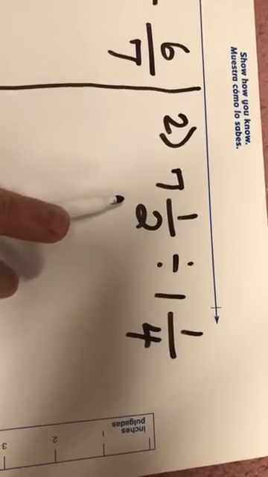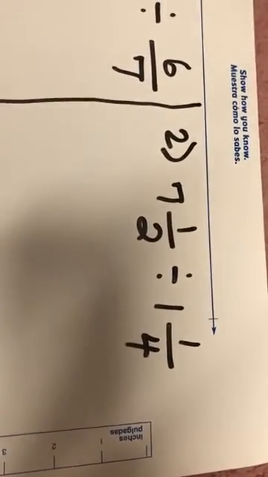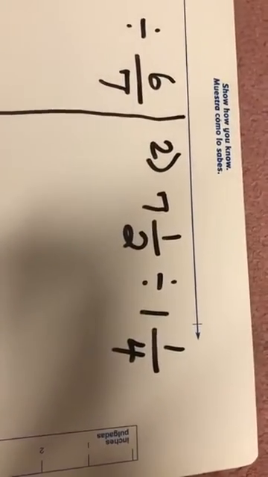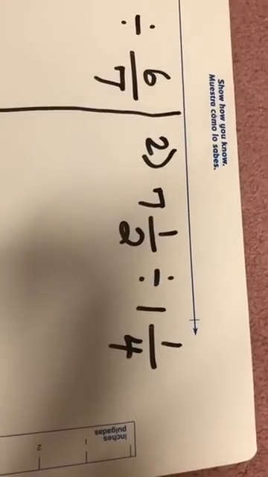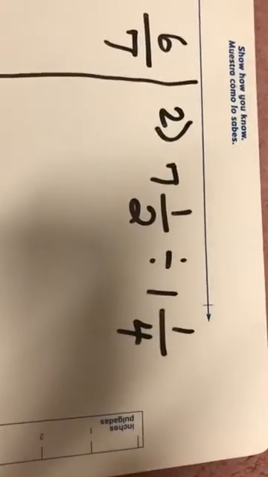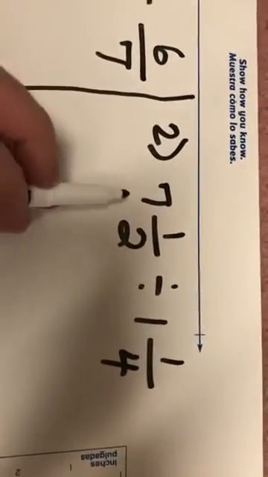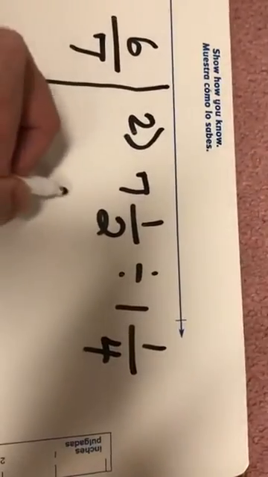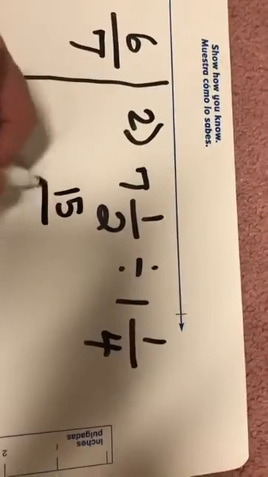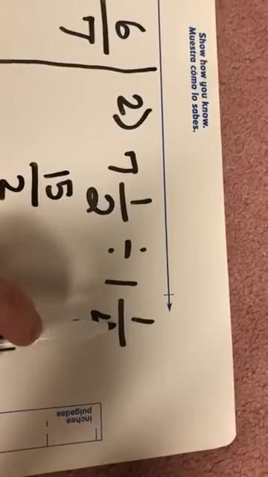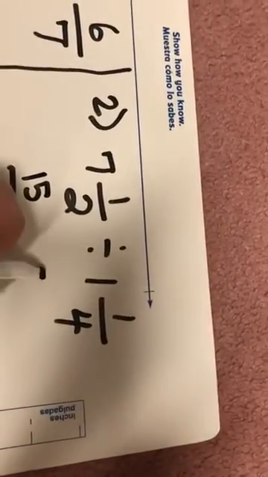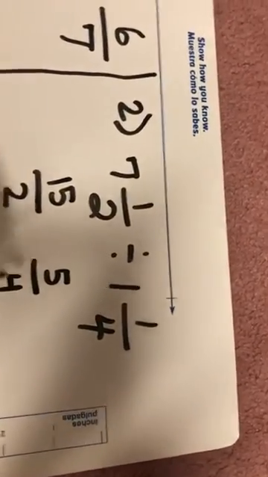Since my bigger number is first, I know no matter what this answer is, it's going to be bigger than 1. So my answer needs to be a mixed number. But I go in, and my first step is always to make everything a fraction. 2 times 7 is 14, plus 1 is 15. So that's 15 over 2. 4 times 1 is 4, plus 1 is 5. So that's going to be 5 over 4.